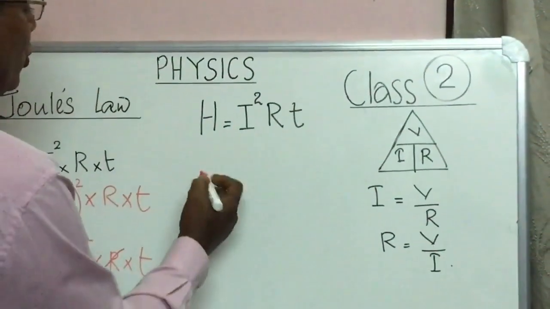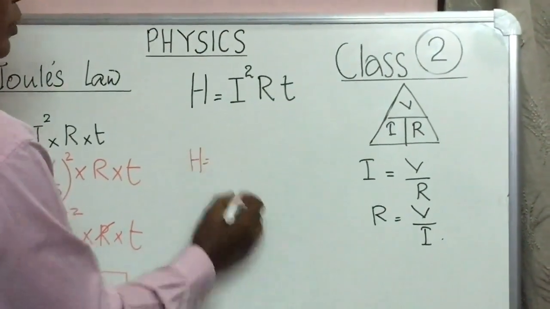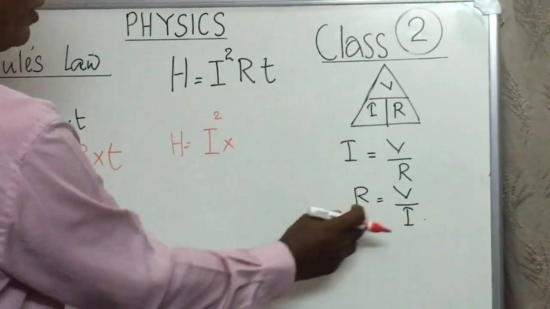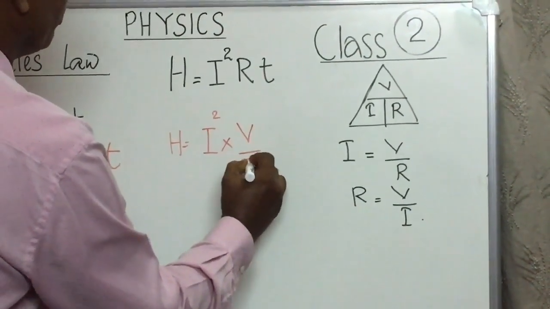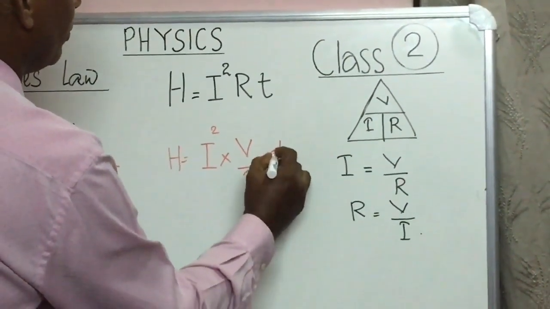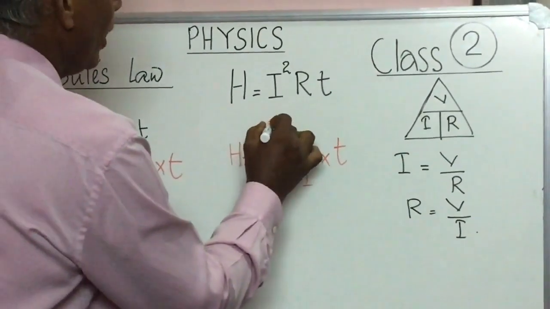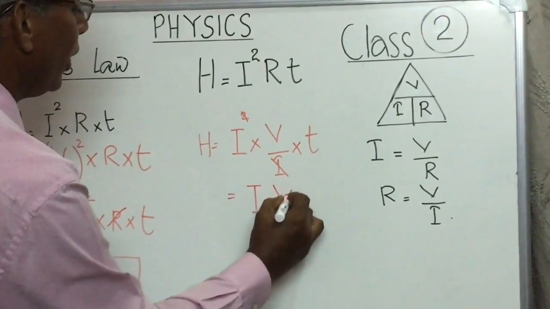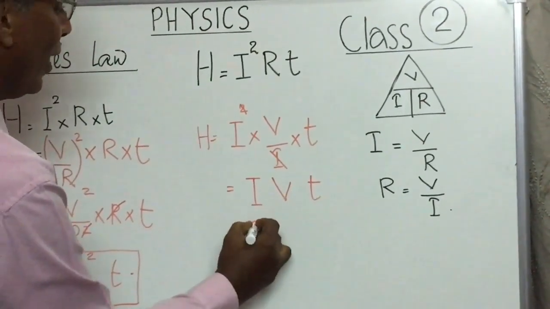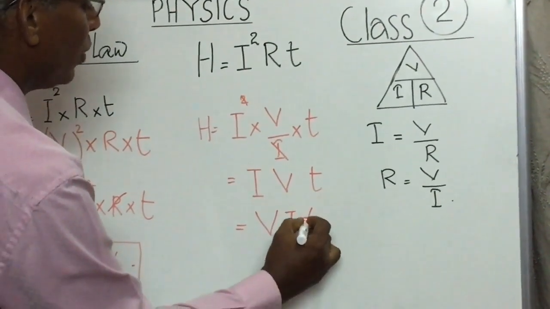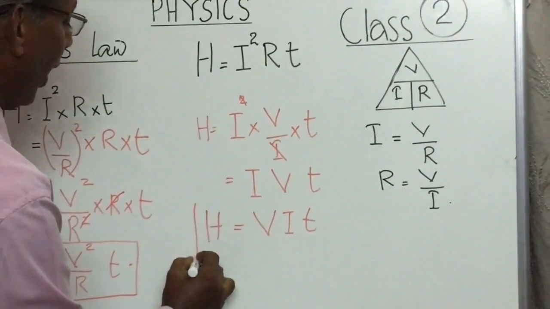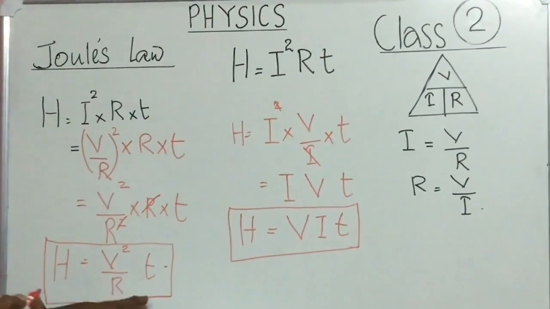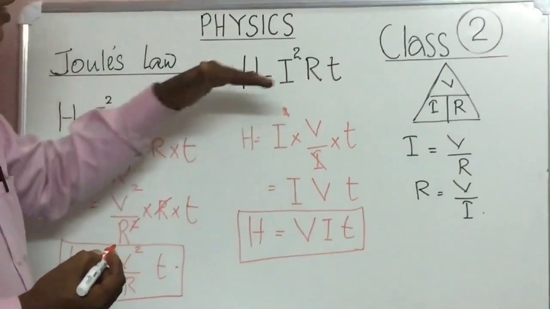Now next we can replace this R by V by I. Let us see. H is equal to I square into R, where we are replacing R by V by I, from Ohm's law, into T. Here I and one I get cancelled and we get the result as I into V into T. For convenience we can write it as VIT. Makes no difference. So H is equal to VIT. So we now have two more expressions equivalent to H is equal to I square RT.